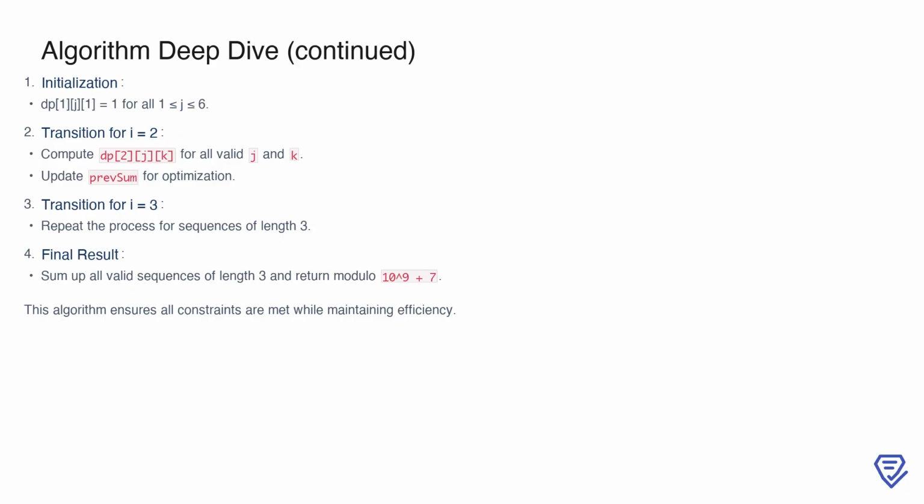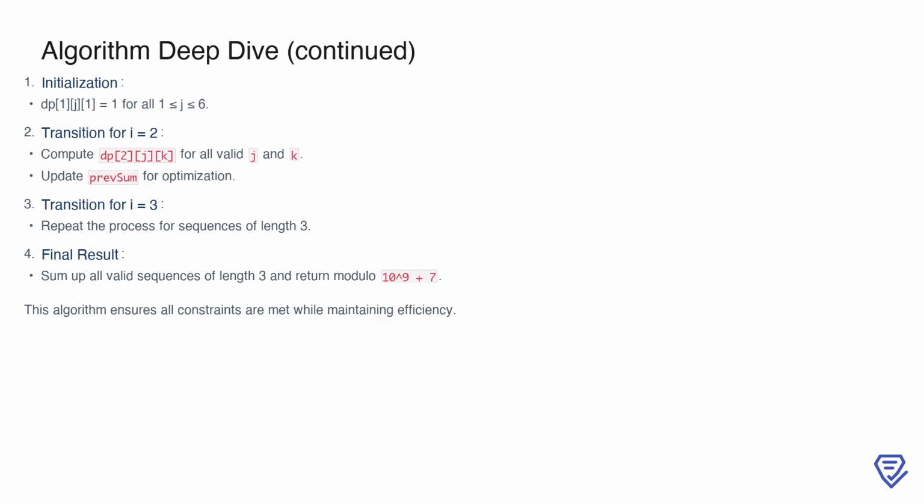To illustrate how the algorithm works, let's consider an example where n equals 3 and rollmax is [1, 1, 2, 2, 2, 3]. First, we initialize the base case with dp[1][j][1] set to 1 for all j from 1 to 6. Next, for sequences of length 2, we compute dp[2][j][k] for all valid j and k, using the transition relations and updating the prevsum array for optimization.